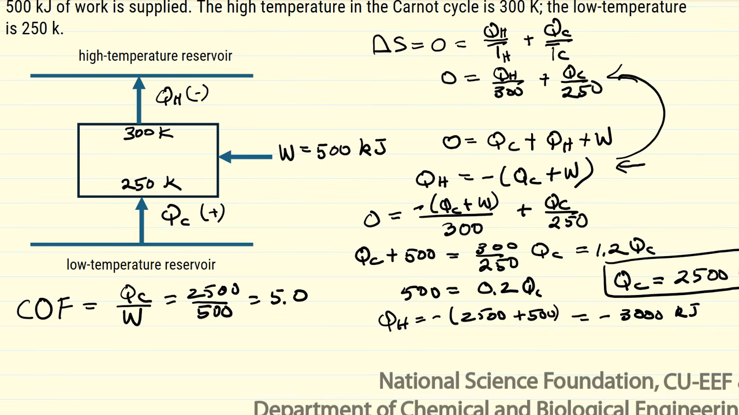Keep in mind this is an ideal system, not a real system. There are temperature differences between the temperature of 250, for example, in the cycle, and the temperature of the low temperature reservoir, likewise for the high temperature reservoir.